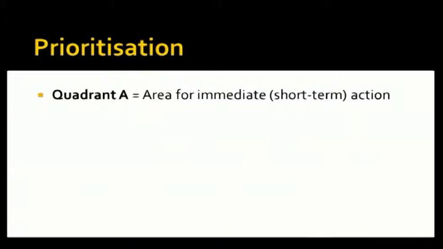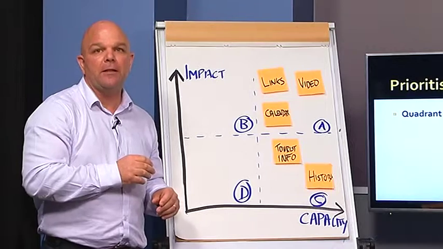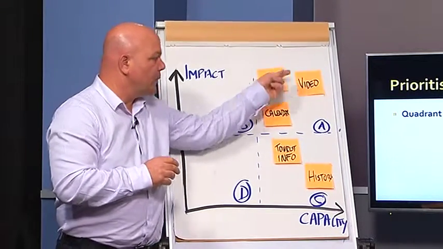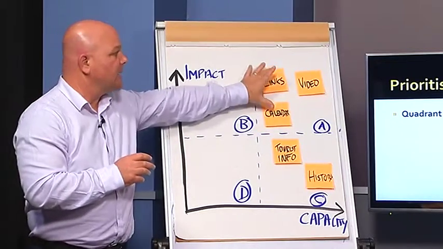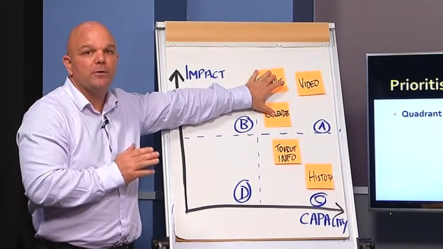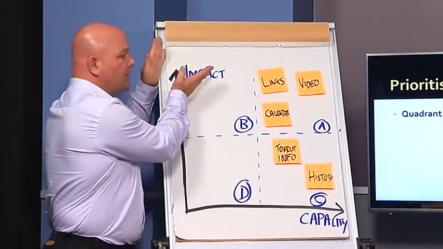John, if you could flip to the slide for me, please. So our first quadrant, which is Quadrant A, we put up 3 ideas, which were the links, the video and the calendar. So those are the projects you're really going to need to focus on in the short term, because as you can see, they're high impact.